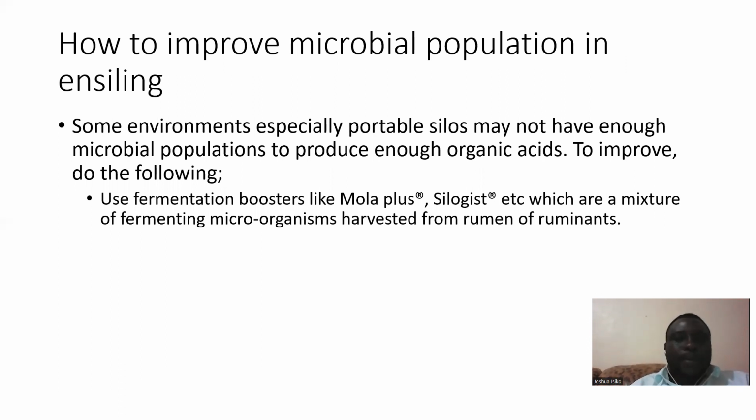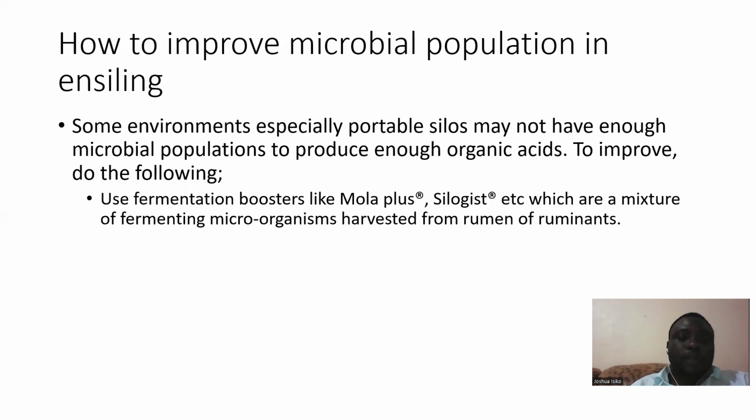How to improve microbial population in silage. Some environments, especially portable silos, may not have enough microbial population to produce enough organic acids. But these microbes, the microorganisms, are ubiquitous. They are everywhere on that pasture, that grass, that legume, that fodder or forage. But sometimes they may not be enough, which affects the quality of silage. Today, people have come up with fermentation boosters like Molar Plus, Silogist.